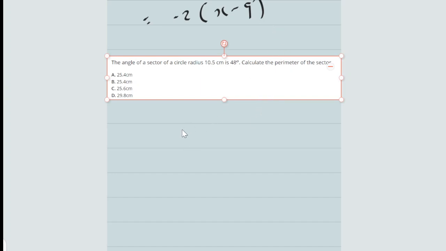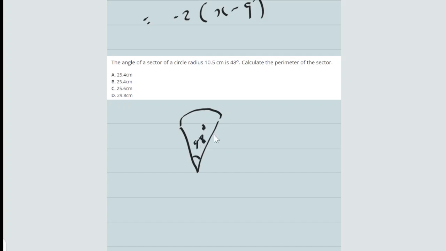Don't forget, a sector is the region bounded by two radii. This is a sector for that matter. And we have our angle to be 48 degrees. So then you have radius 10.5, 10.5. We are asked to find the perimeter of a sector. Don't forget perimeter is the total length: this radius plus this radius and this arc. That's why the perimeter is the same thing as 2 radius plus the length of an arc.